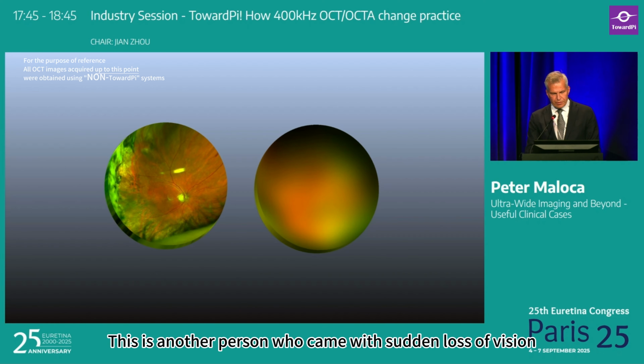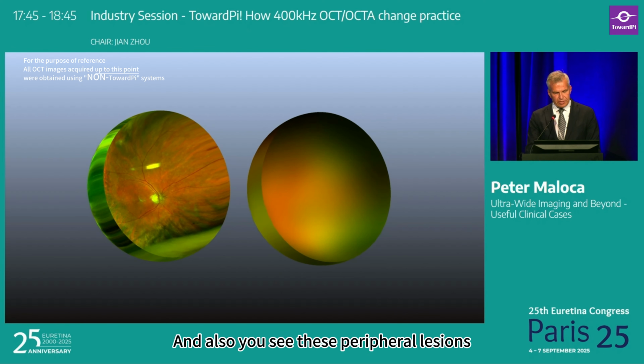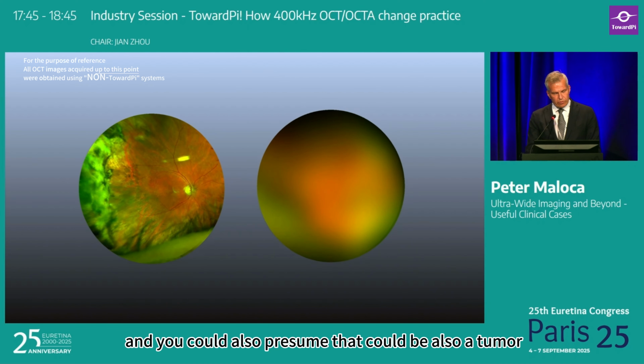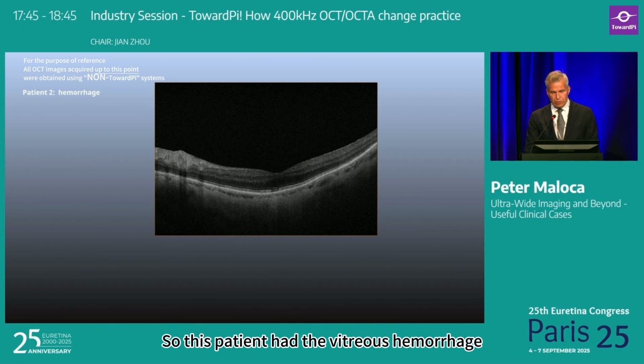This is another person who came with sudden loss of vision, and also you see these peripheral lesions. Some are scarring, and you could also presume that could be also a tumor. This is one of the most misdiagnosed lesions. So this patient had a vitreous hemorrhage.